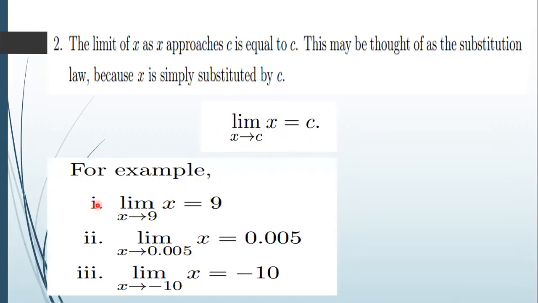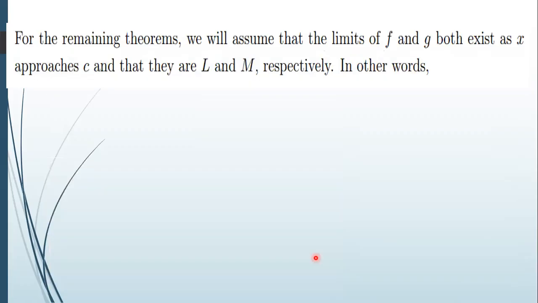Let's observe some examples below. The first example, the limit of x as x approaches 9 is equal to 9, which is the value of our c. And then the limit of x as x approaches 0.005 is equal to 0.005. And for the third one, the limit of x as x approaches negative 10 is negative 10. Yes, it is still very simple on the first and the second theorem.